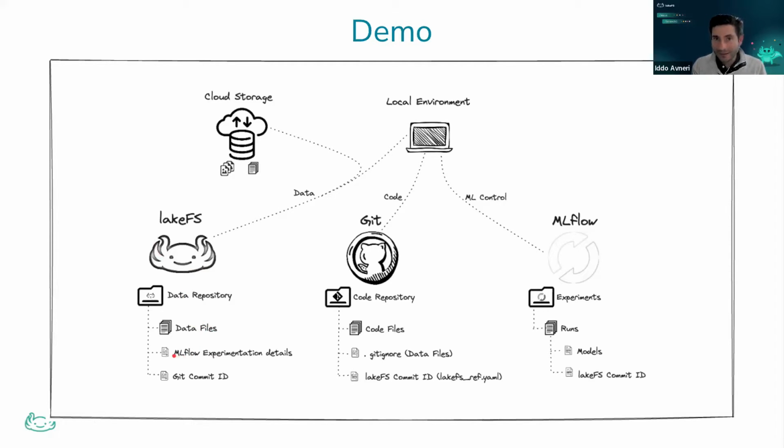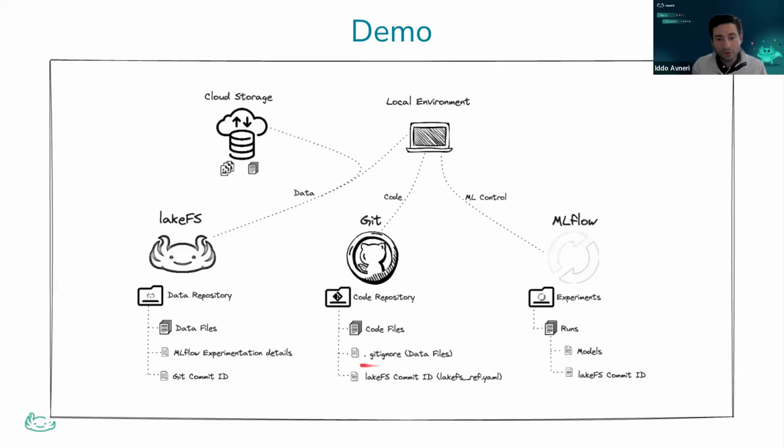A commit in lakeFS may also include the MLflow experimentation details pointing to MLflow, and I'll talk about that in a second, and the git commit ID pointing to the code, which I'll talk about now. We will use git for the code repository. This will have my code files. This will also include a lakeFS commit ID. We'll tag a lakeFS commit, which means that I can see what is the data set that I used with my code.